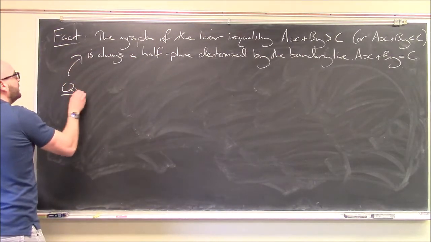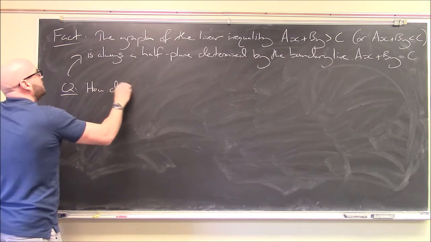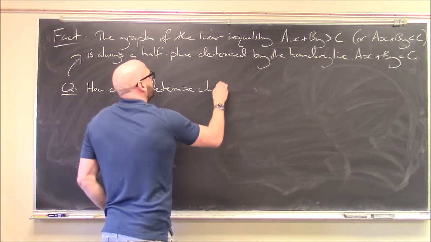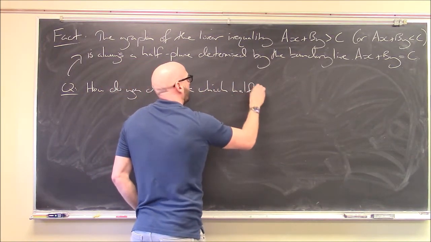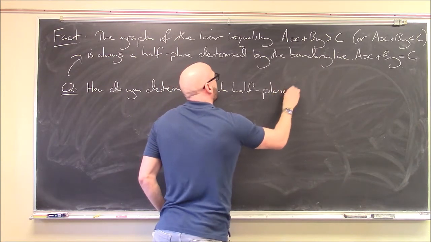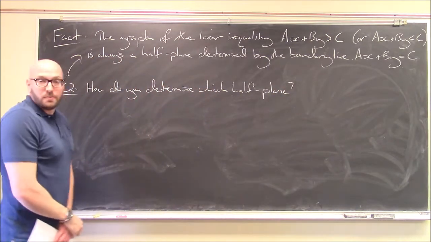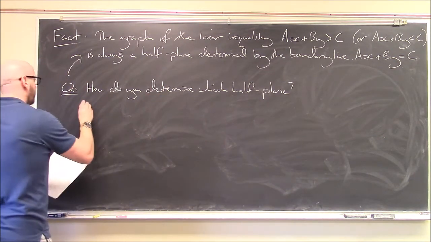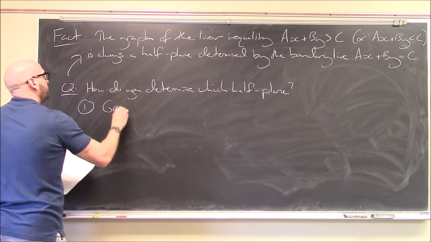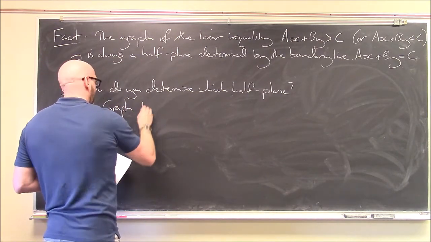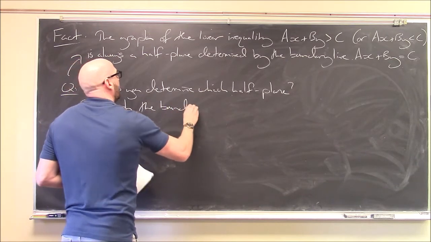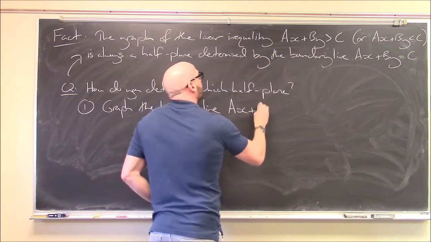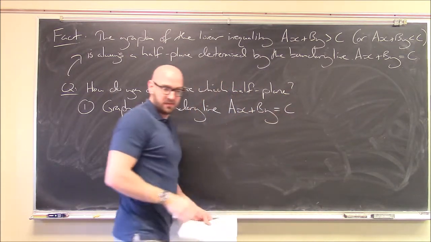So the question: how do you determine which half plane? And it turns out in these problems you always do the same thing. So the first thing you want to do is graph the boundary line. Alright, so step 1, graph the boundary line ax plus by equals c.